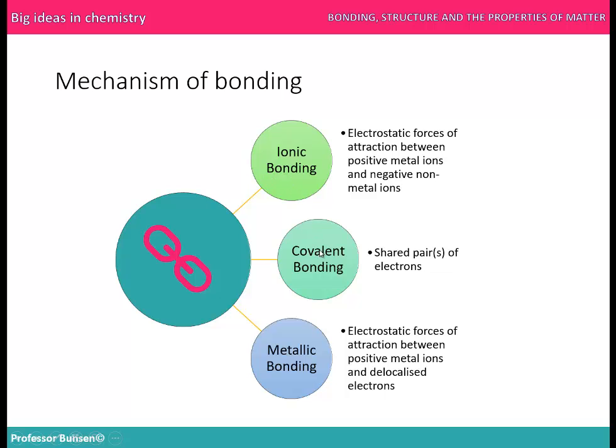Now, covalent bond is always obtained when there is a shared pair of electrons, and we will see that one in our next video tutorial. Now, when you talk about metallic bond, finally, it is the electrostatic force of attraction between positive metal ions and delocalized electrons. Remember, we say that metallic bonds are only formed between metallic elements. So when we have metallic elements, they will exhibit metallic bond.